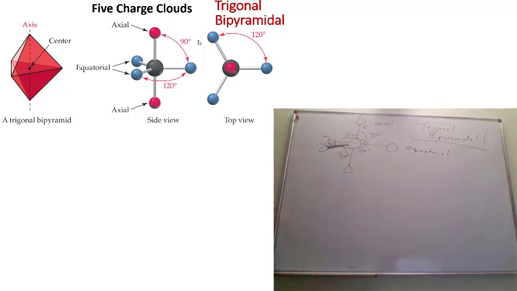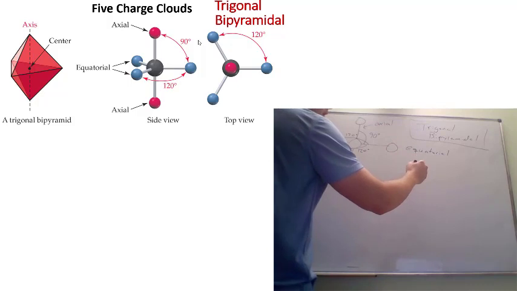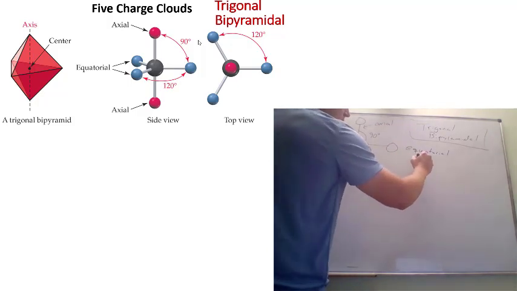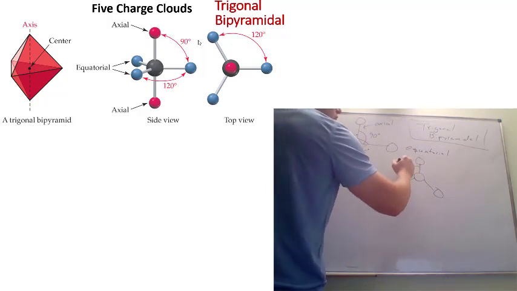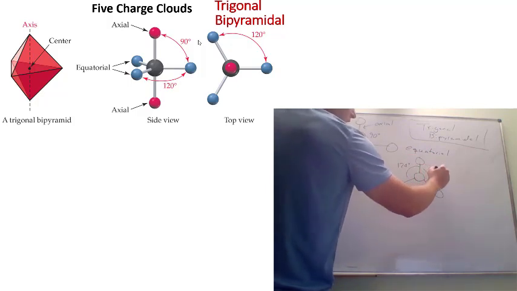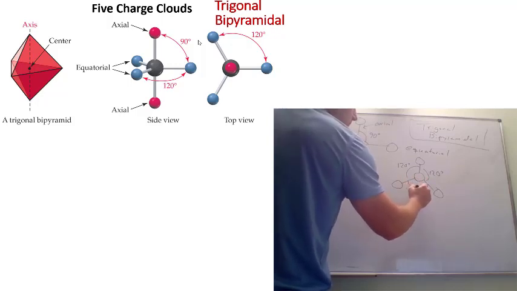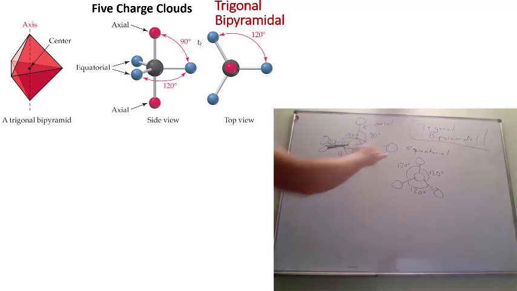So this equatorial position here is the same as a trigonal planar. So if we tip this guy 90 degrees on its side and look straight down the barrel, you're going to see a central atom, and it's going to look exactly like our trigonal planar with 120 degrees in between each one. Okay, knowing that the axial now is coming in and out of the board. All right, so that's the trigonal planar five charge cloud parent geometry.